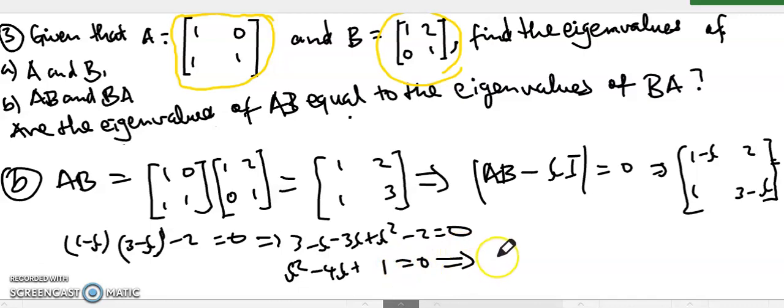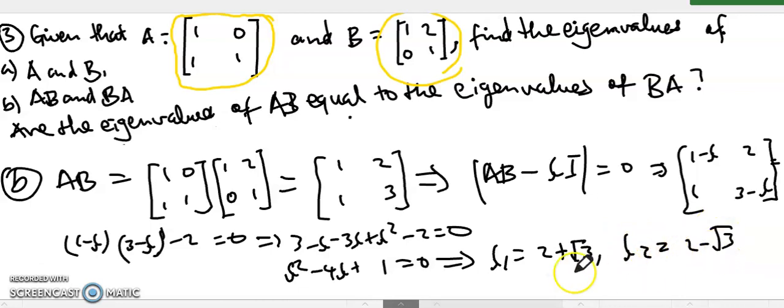Solving this equation, our lambda 1 will be 2 plus root 3, and our lambda 2 will be 2 minus root 3. You can plug this in your calculator using the equation mode to solve this. If you do that, you will simply get this as our lambda 1 and lambda 2.